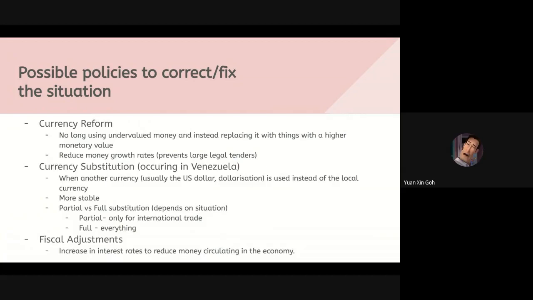Another thing they can use is fiscal adjustments, which means increasing the interest rates and making people pay their debts in order to reduce the money circulating in the economy.